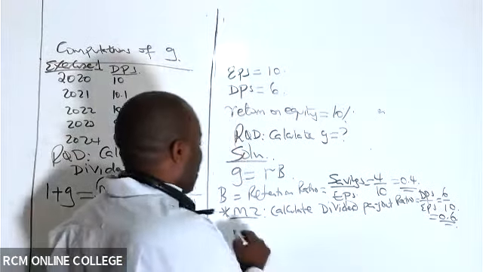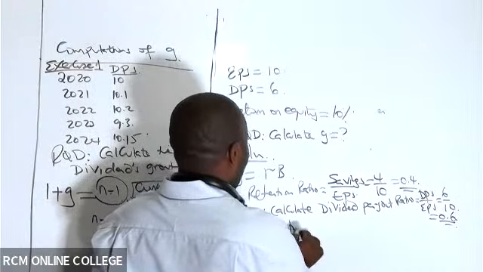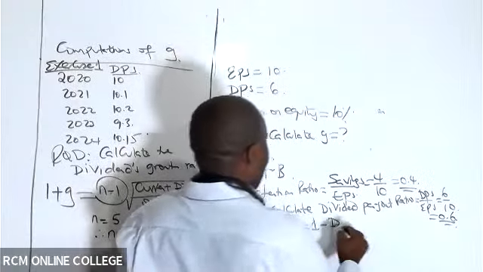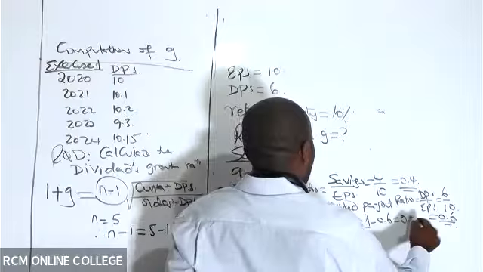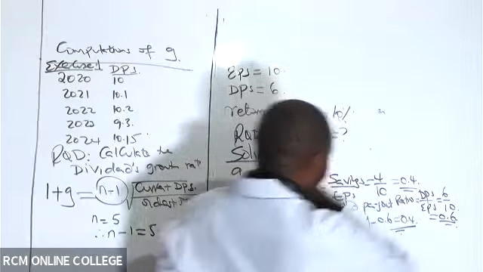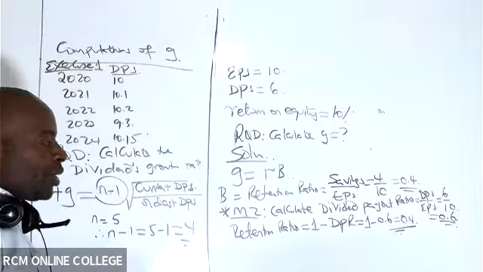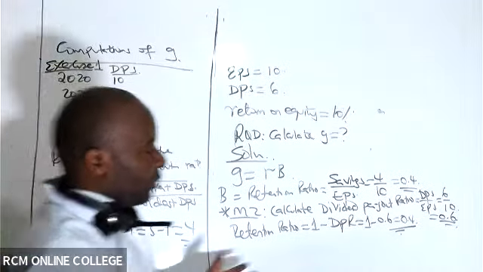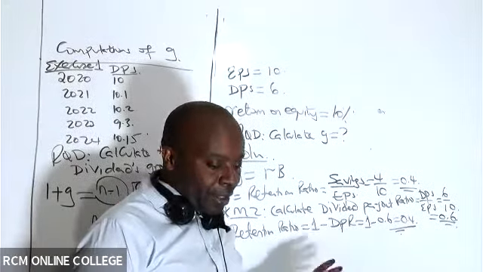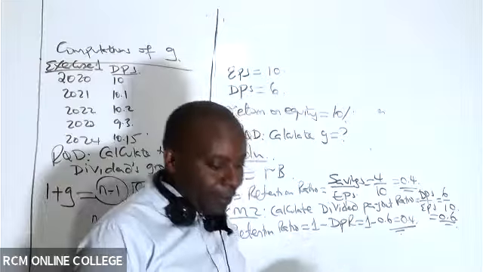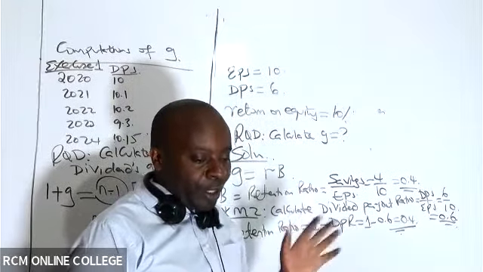So the retention ratio will be 1 minus the dividend payout ratio. So 1 minus 0.6 gives me 0.4, which is 40%. So the retention ratio is 1 minus dividend payout ratio, which ends up giving me 0.4. Up to here, are we somehow together?